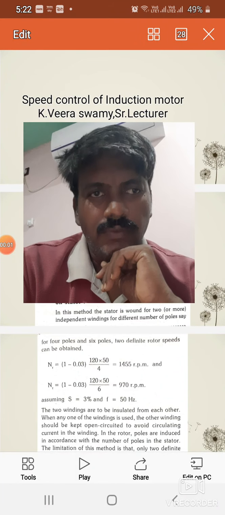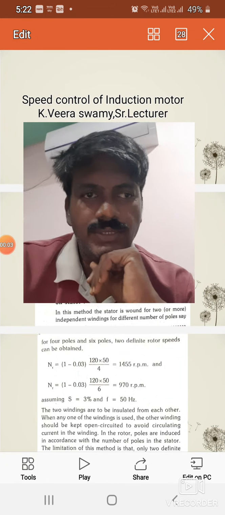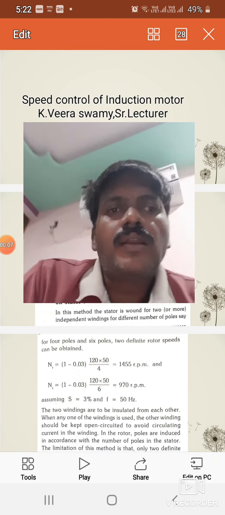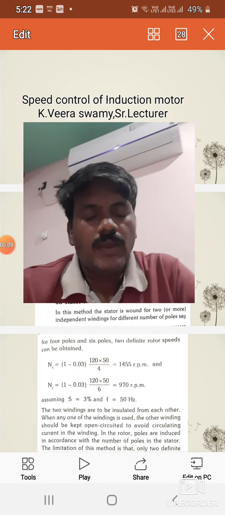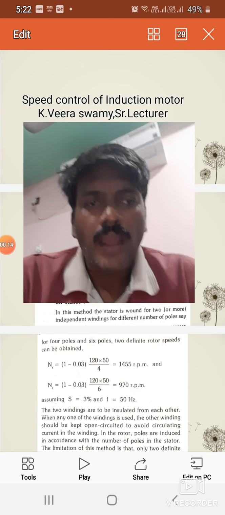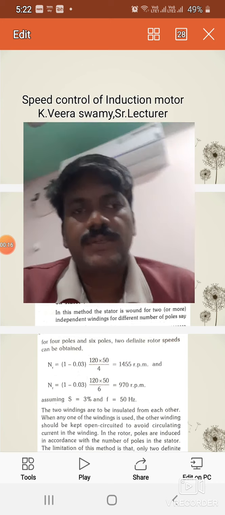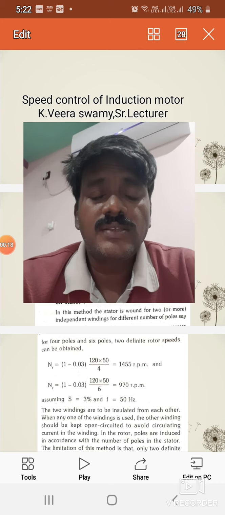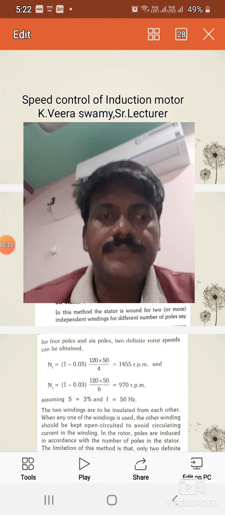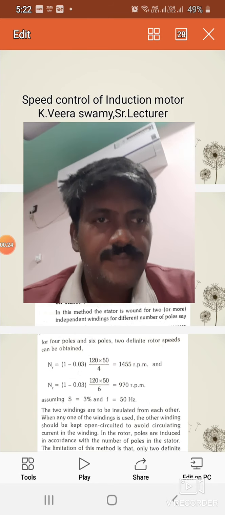So my name is K. Veeraswamy, Senior Lecturer in Electrical Electronics Engineering, Government Polytechnic, Nirmal. I am teaching the 5th semester subject AC Motors, subject code 18E502C.